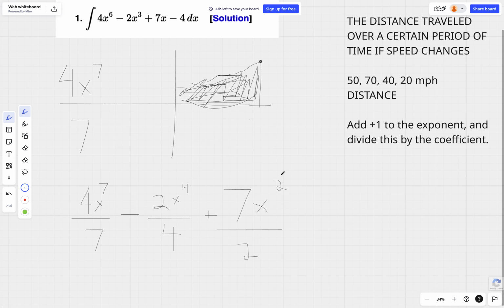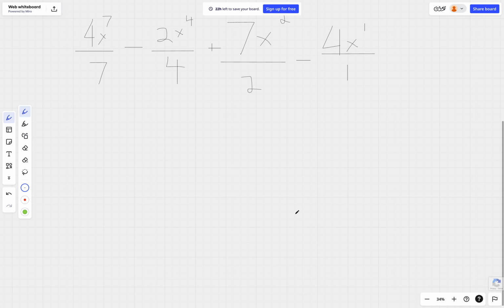And then here, this is where it gets a bit tricky. Think of this as 4x to the power of 0, because we know when we take x to the power of 0, we get 1. 1 times 4 is just 4. So it'll just be 4x to the 1 divided by 1.